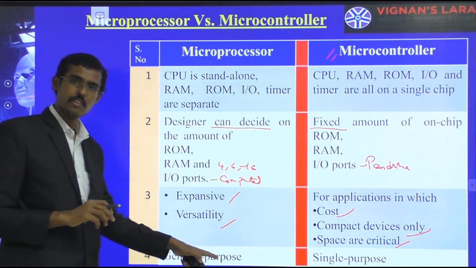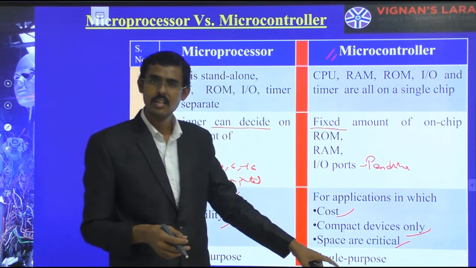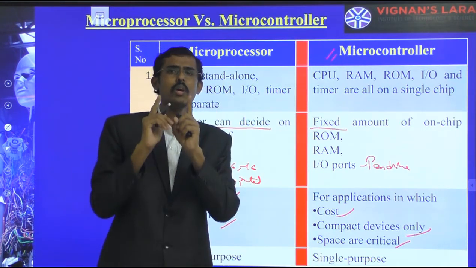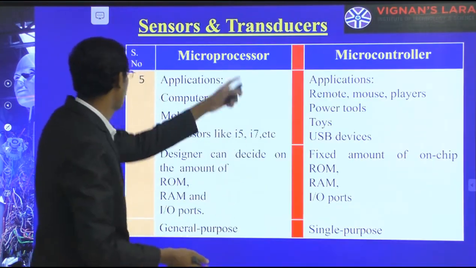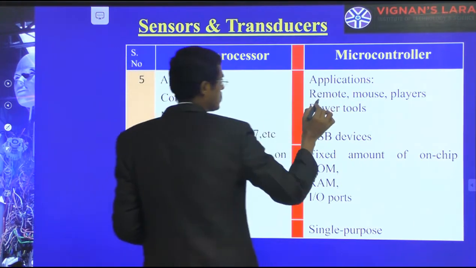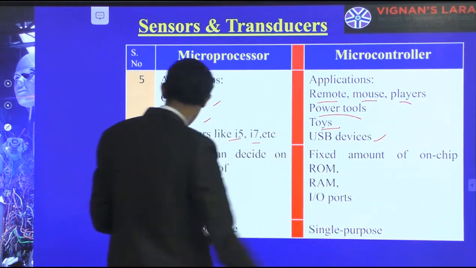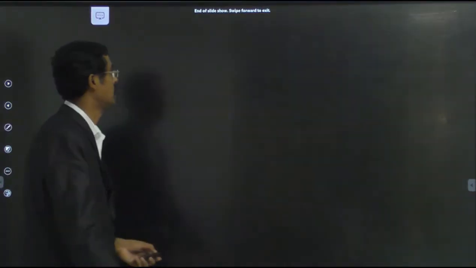A microprocessor is general purpose and reprogrammable, but here it is not like that. When the microcontroller is programmed, it is useful for only one purpose. That is a general purpose, not a single purpose setup. So the applications of microprocessors are computers, mobiles, processors like i5, i7s, while the microcontroller applications are remotes, mouse, players, as told earlier, all tools, toys and USB devices, and the ROM and RAMs are there, with general purpose and single purpose setups.